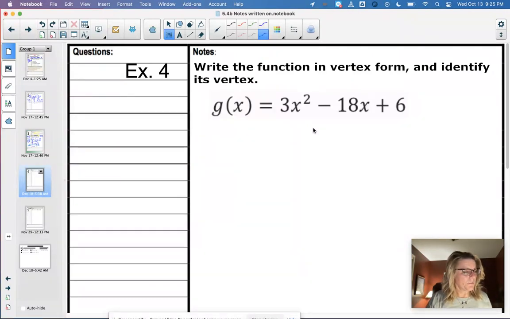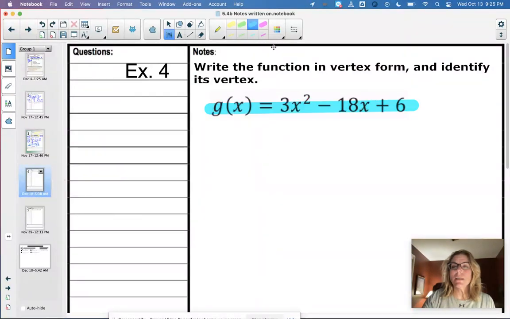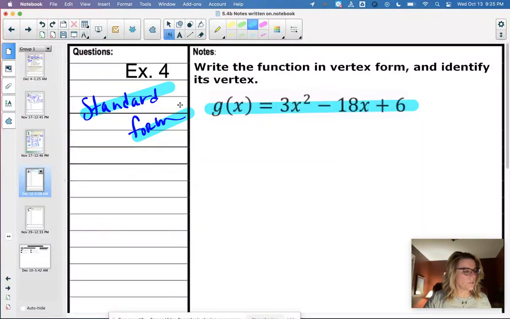Example 4. Write the function in vertex form and tell us what the vertex is. This is standard form. It's nice to know the difference between the two. Okay. Number 1, set the function equal to 0.